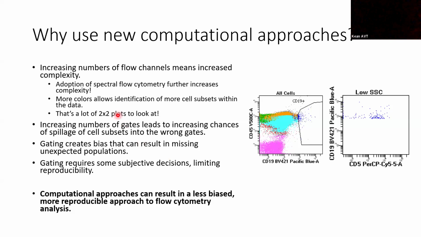Relying on traditional gating also results in bias that might cause us to miss unexpected populations that might be there. And so newer clustering algorithms and so forth can help us avoid that.